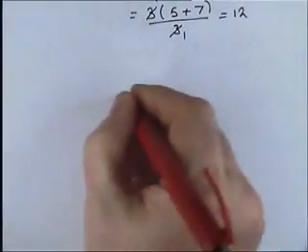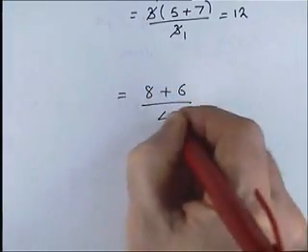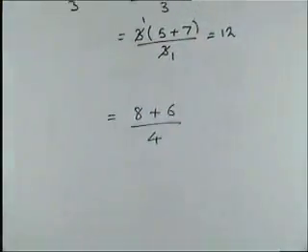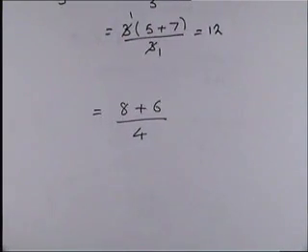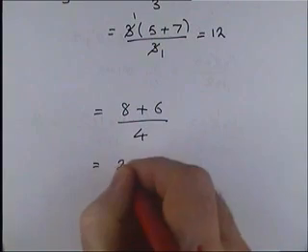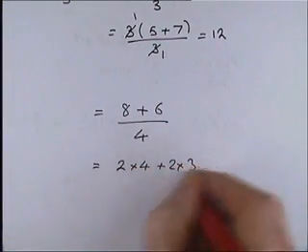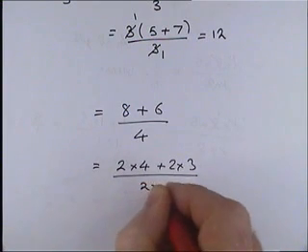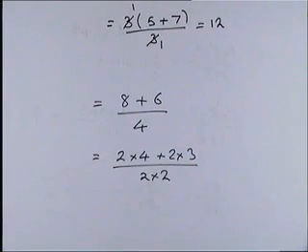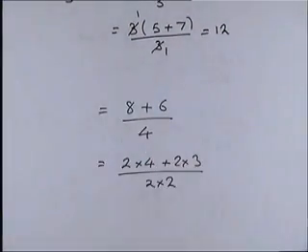Another example, for instance, might be 8 plus 6 over 4. Again, it's too simple an example to actually worry about doing it this way, but it just illustrates the point. We can do 2 times 4 plus 2 times 3 divided by 2 times 2. There is a common factor there, the 2, so we can divide that by 2, divide that by 2, divide that by 2.